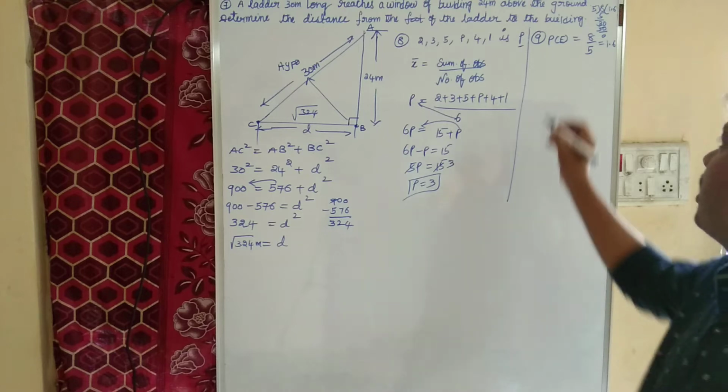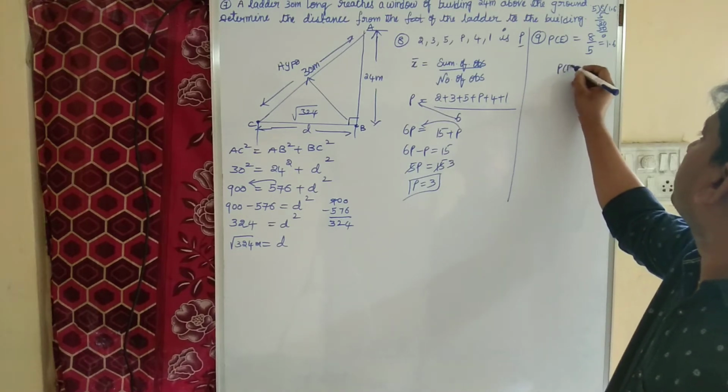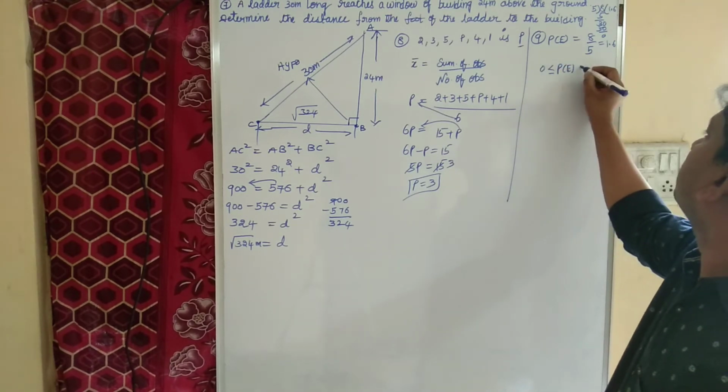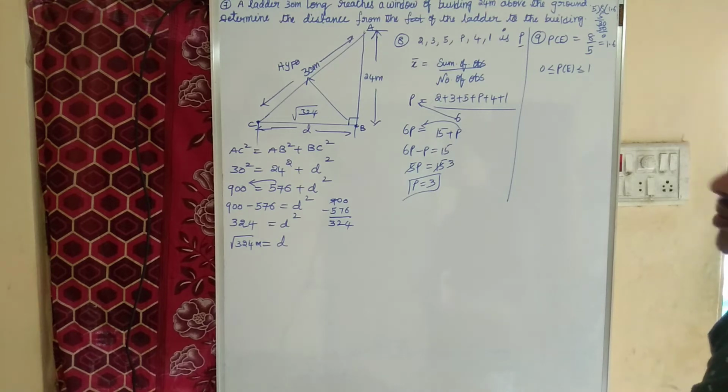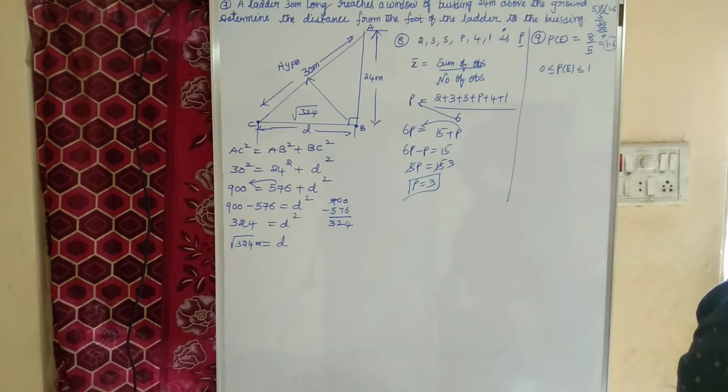As we know that always probability of an event always lies between 0 and 1. But as we are getting answer here 1.6.